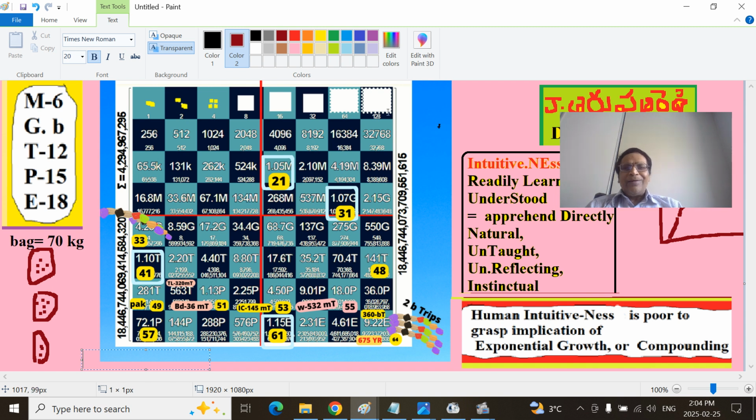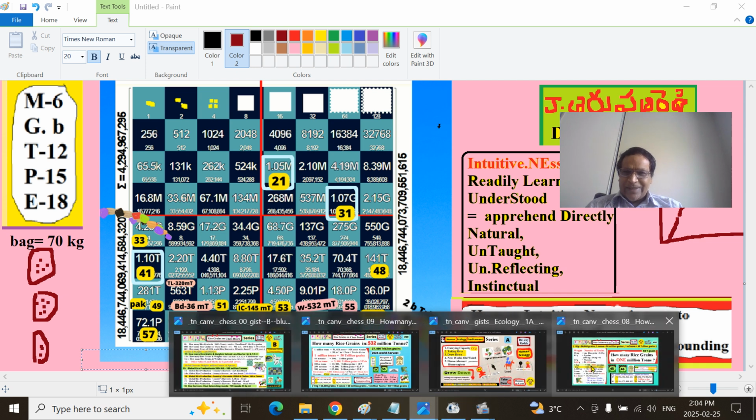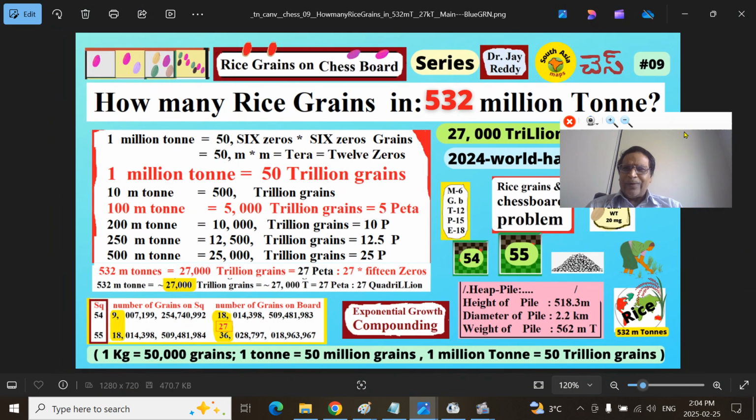And the king thought this is a very simple problem. No, that is not simple. That is the point we are trying to discuss today. I hope this particular part makes things very clear. And in the next part we'll talk about part 10.